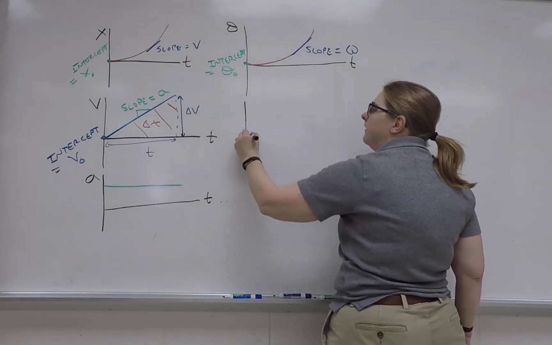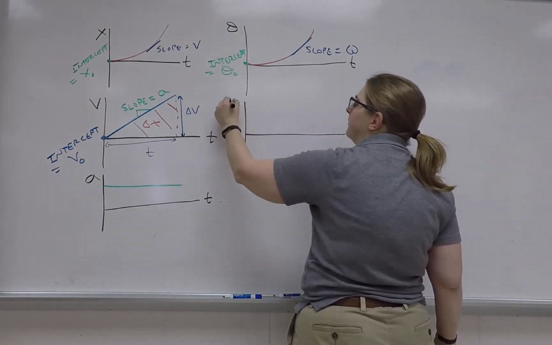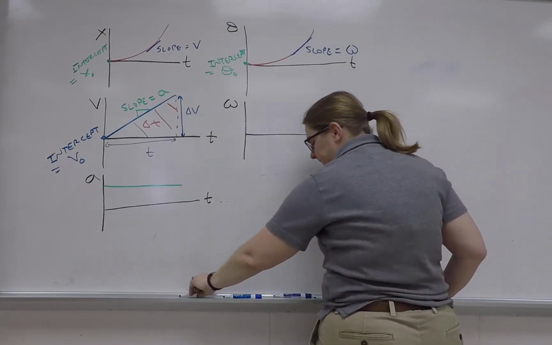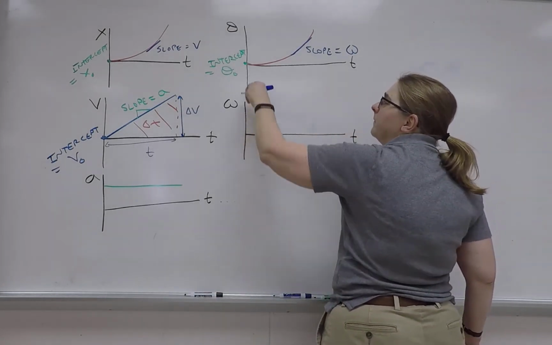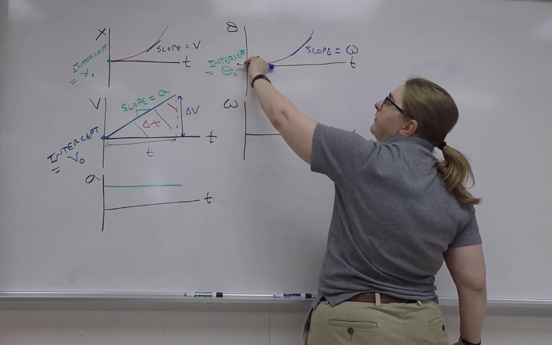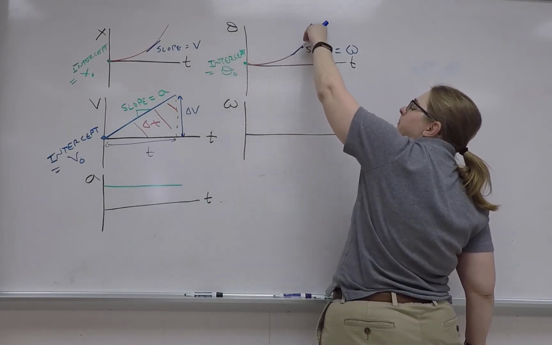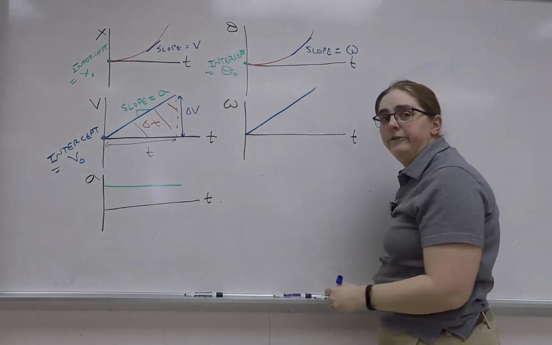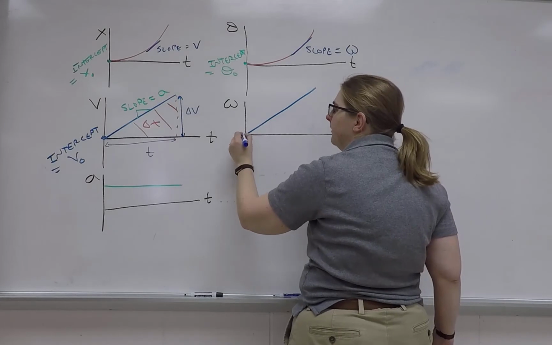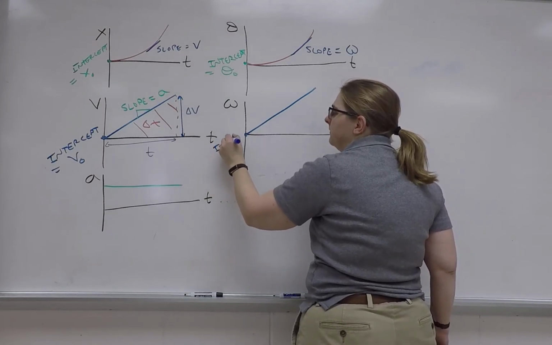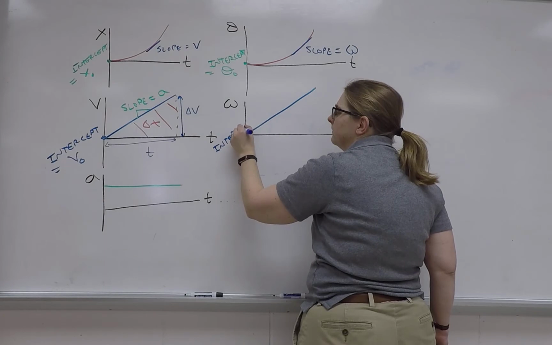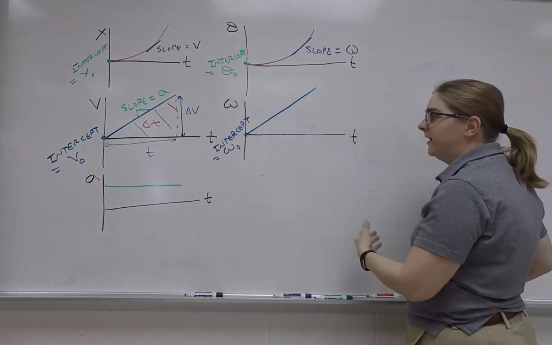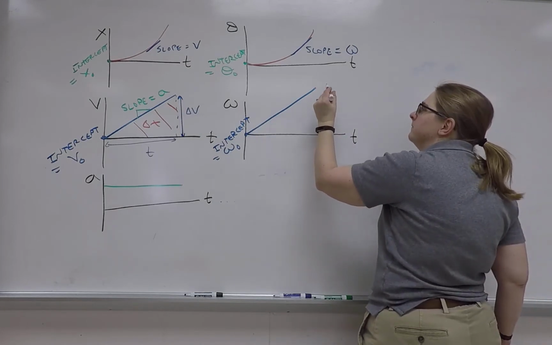Now, I can add an angular velocity versus time graph. So I'm labeling it with that Greek letter omega. Now, once again, my graph starts with a slope near 0 and then gradually gets bigger and bigger. So that means my angular velocity starts at 0 and gradually gets bigger and bigger. And my intercept is once again the initial velocity, but now it's the initial angular velocity.